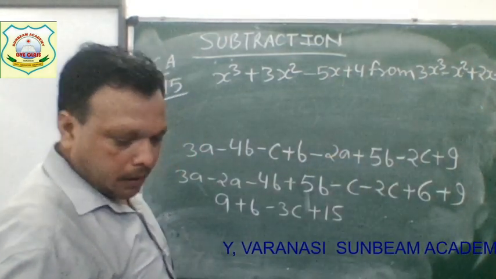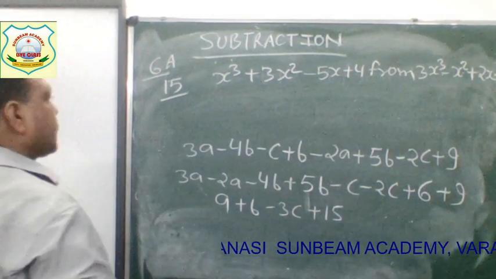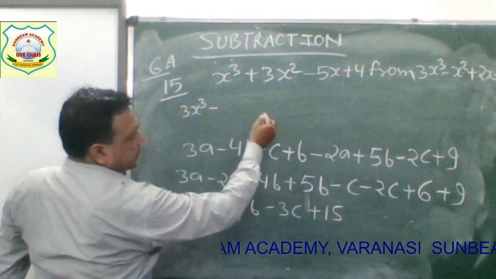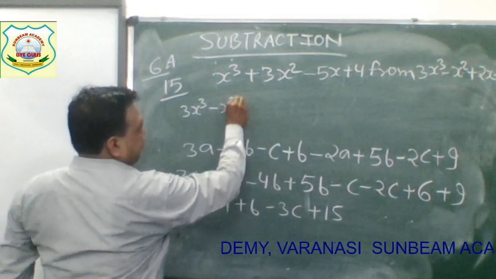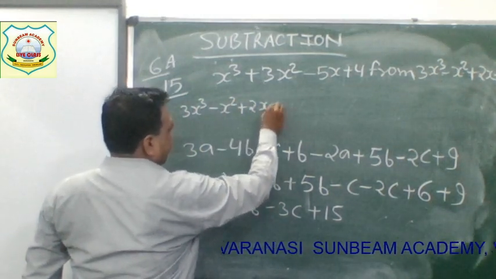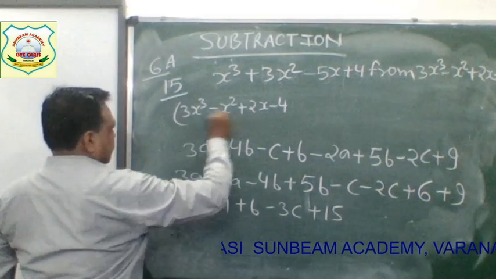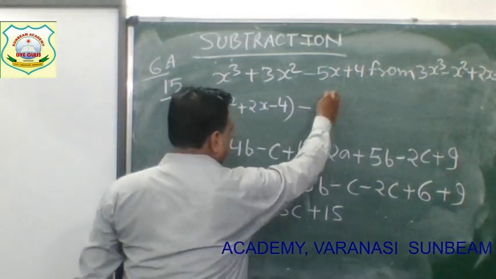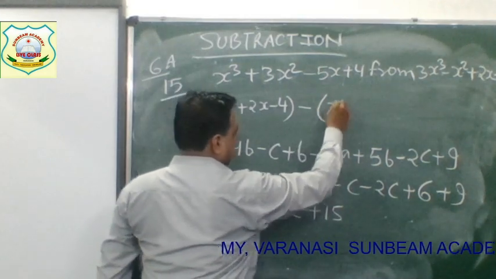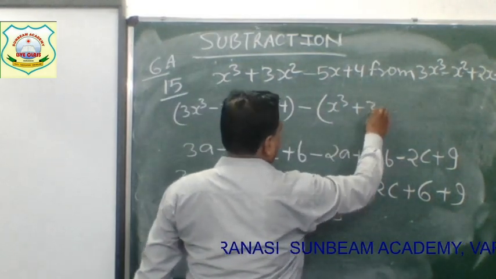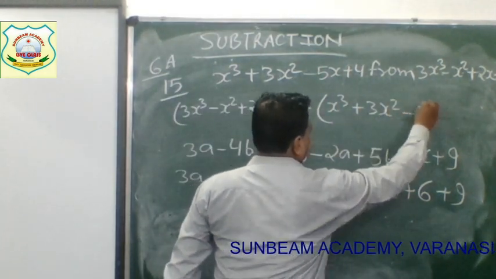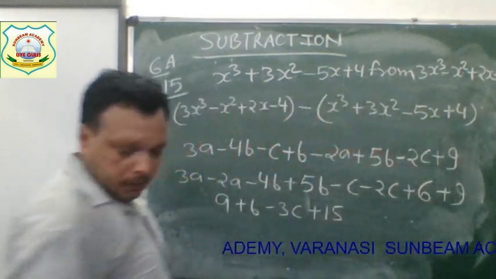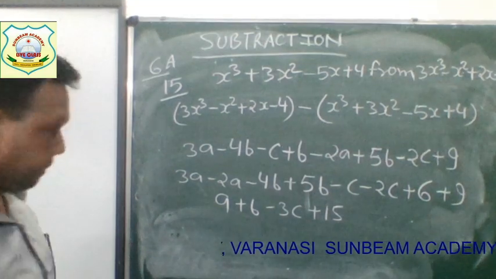From the value given first, so you write the first 3x cube minus x square plus 2x minus 4. And after that, because you want to subtract, the minus sign should be there. Then minus the next expression x cube plus 3x square minus 5x plus 4. Open the bracket, students.